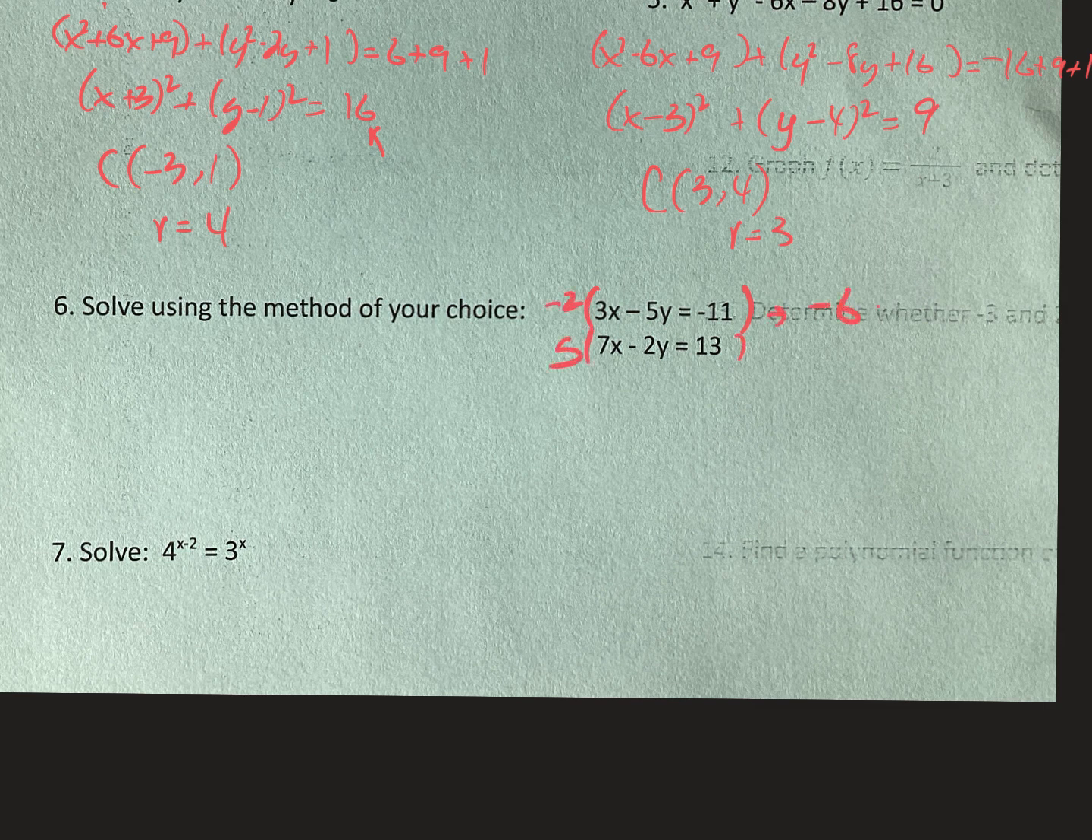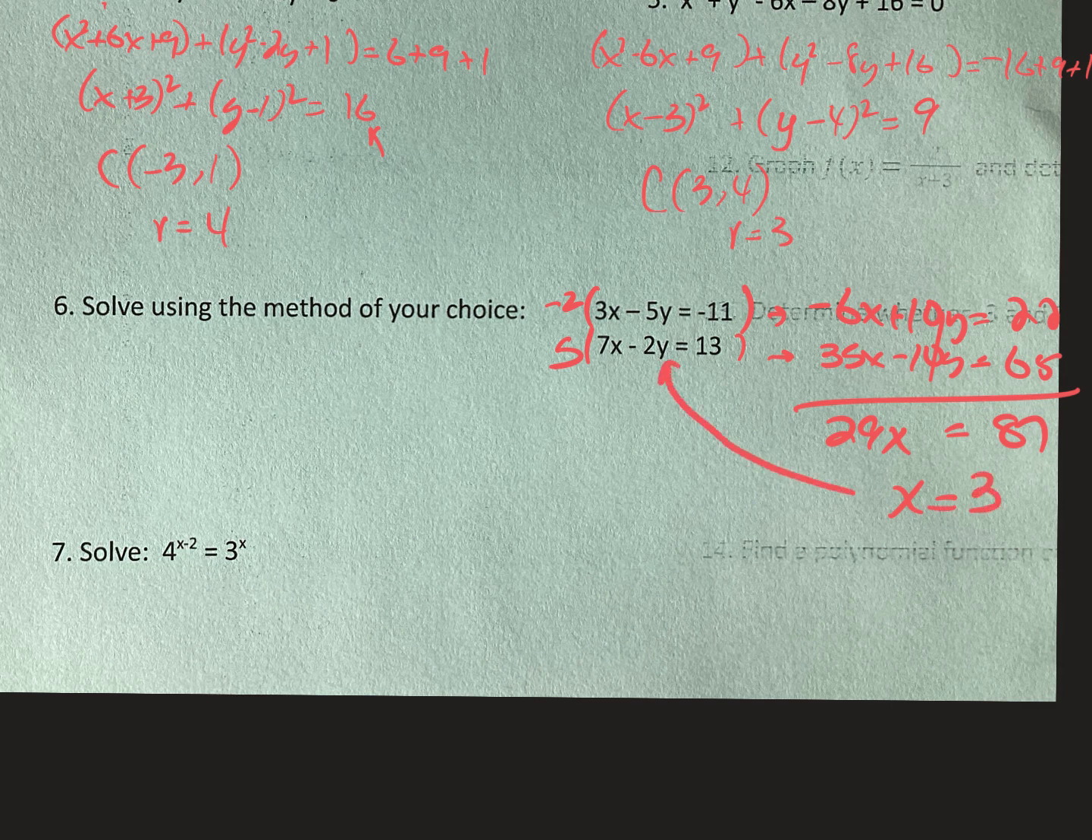Top equation gives me -6x plus 10y equals 22. The bottom equation, 35x minus 10y equals 65. So I get 29x over there, the y's are gone, equals 87, and 29 just happens to go into 87 3 times. So take that 3, plug it into one of those. I'm going to plug it into the first x right there. 3 times 3 is 9, minus 5y is -11. Move that 9 over, gives me -20. 5 goes in there 4 times, so my answer is 3, 4.